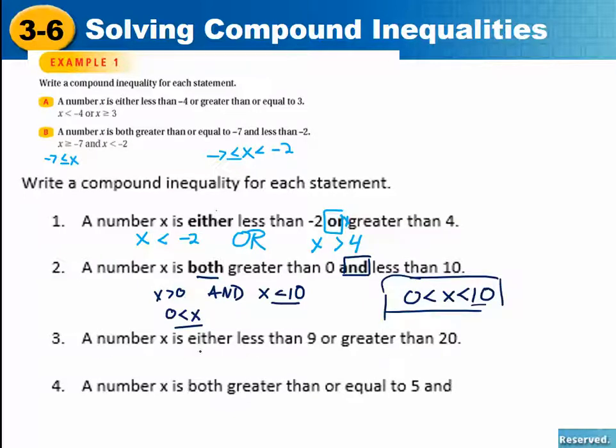And you need to do the same thing for number 3 and number 4. One will be an or, and one will be an and. Number x is both greater than or equal to 5 and, oh, I cut off the rest, but you'll see it in your worksheet.